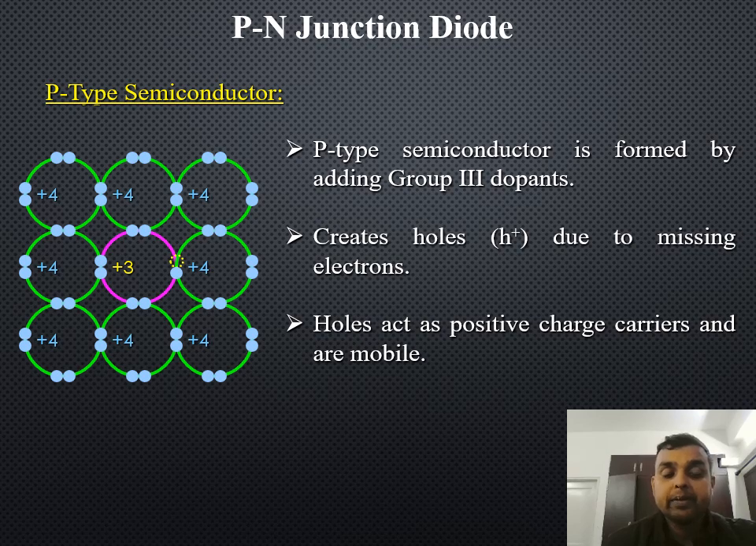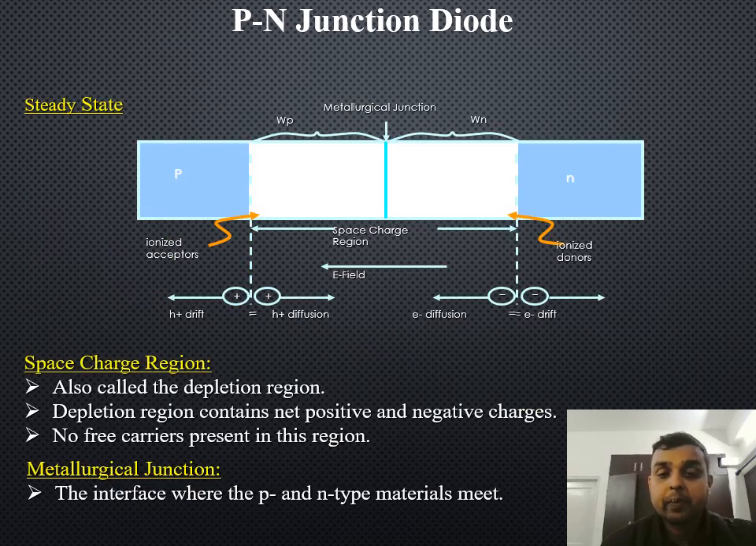Now, P-type semiconductors are made by adding group 3 elements like boron. These create vacancies called holes, which act as positive charge carriers. So, while N-type has electrons, P-type has holes. Combining them gives rise to our PN junction.